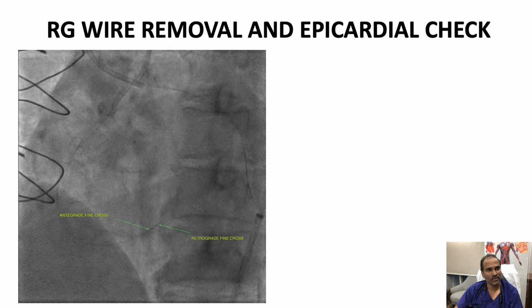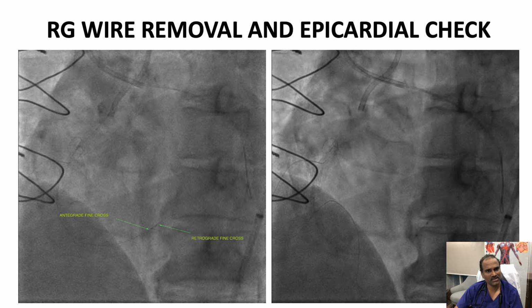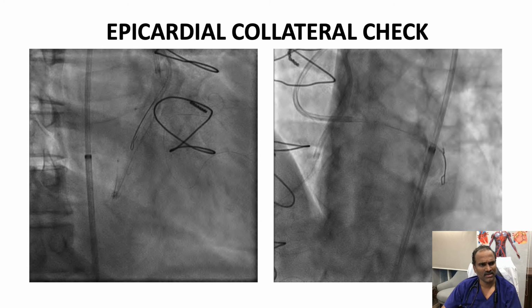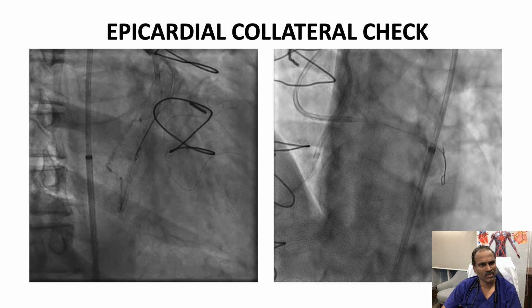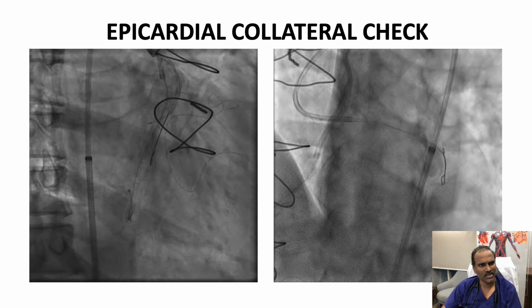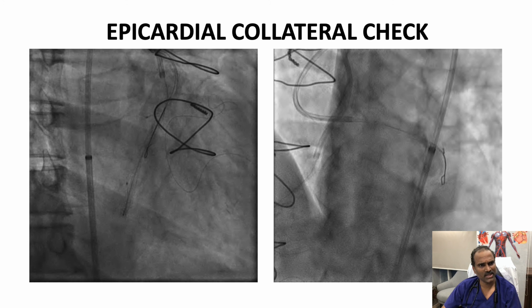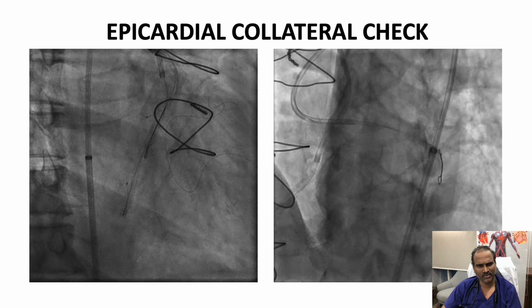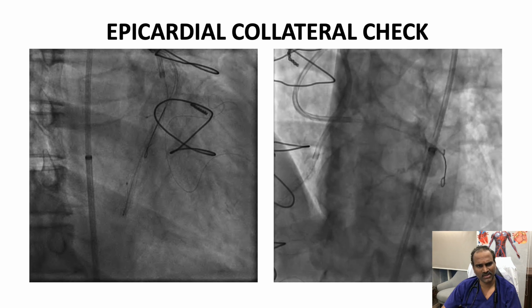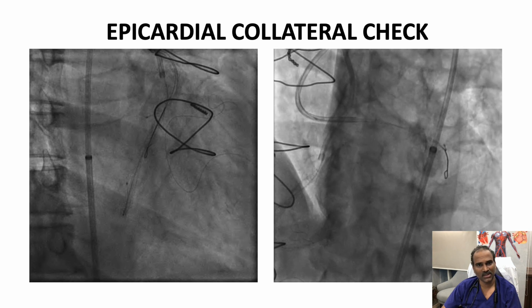Then we removed the RG wire. You have to put a microcatheter from both ends of the RG wire. You can see here, these are kissing microcatheters, and then gradually you withdraw the microcatheter from the left side and inject, and see that there shouldn't be any perforation. If there is any perforation, you have to maintain a low threshold to close it.